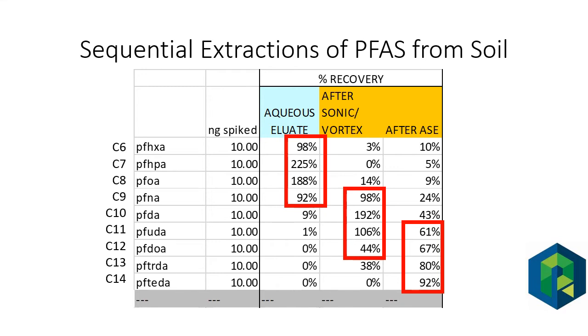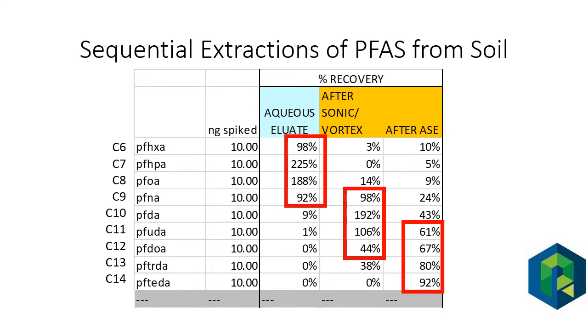Now in the red box, you see high yields of C6 to C9 acids. Now, pardon the 200% here. There are a variety of explanations as to why we could have 200% yield of certain PFAS in here. So I just want you to draw your attention to the trend. If you notice in the aqueous eluate column, there's very low yields of C10 to C14 acids. Now, if those acids are not in the aqueous eluate, presumably they're still in the soil.